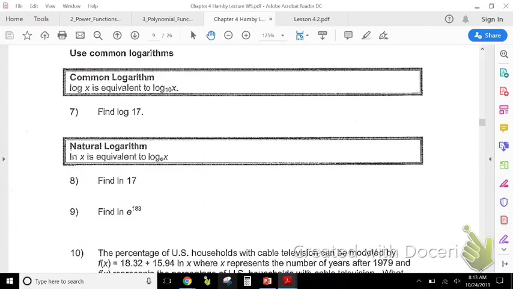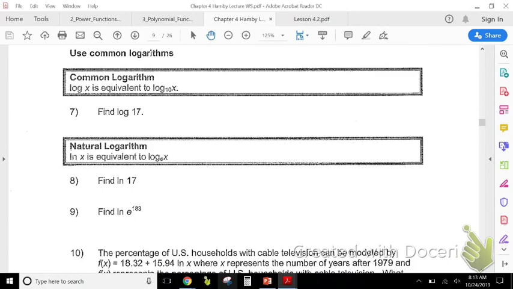Let's talk about common logarithms. If you have log of x, that's equivalent to log base 10 of x. So this is one of the very few times that if something's not written, it's not going to be a 1. If you don't have a base written, your base is going to be base 10 if it says log, okay?